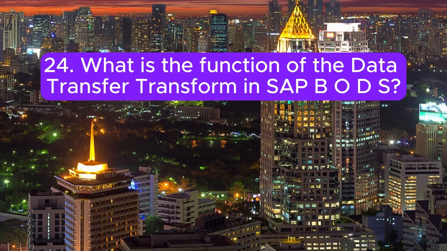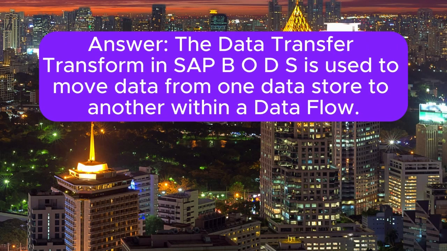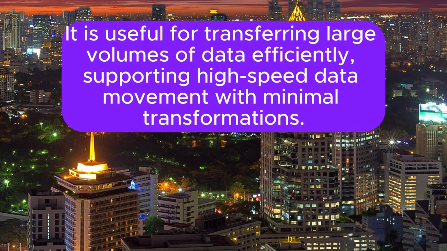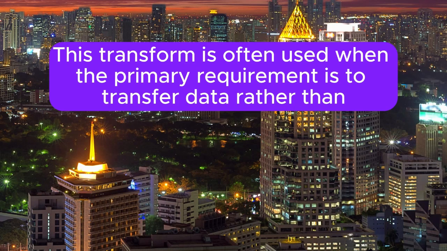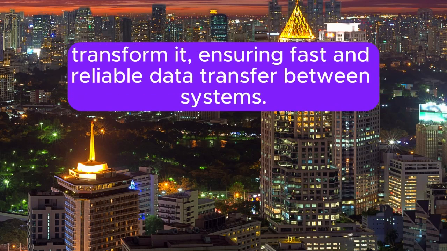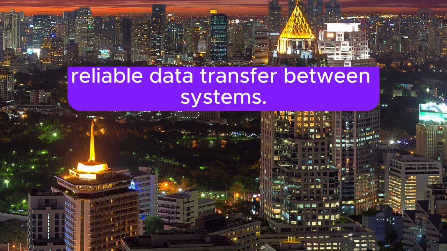24. What is the function of the data transfer transform in SAP BODS? Answer: The data transfer transform in SAP BODS is used to move data from one data store to another within a data flow. It is useful for transferring large volumes of data efficiently, supporting high-speed data movement with minimal transformations. This transform is often used when the primary requirement is to transfer data rather than transform it, ensuring fast and reliable data transfer between systems.